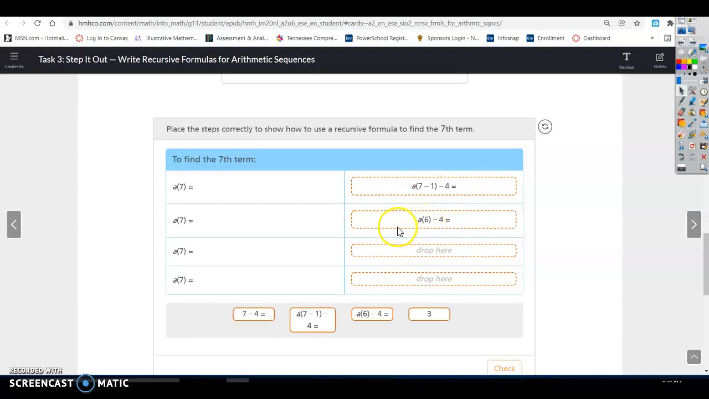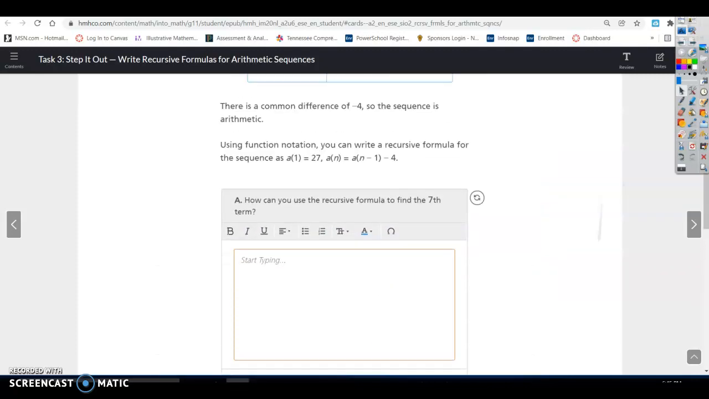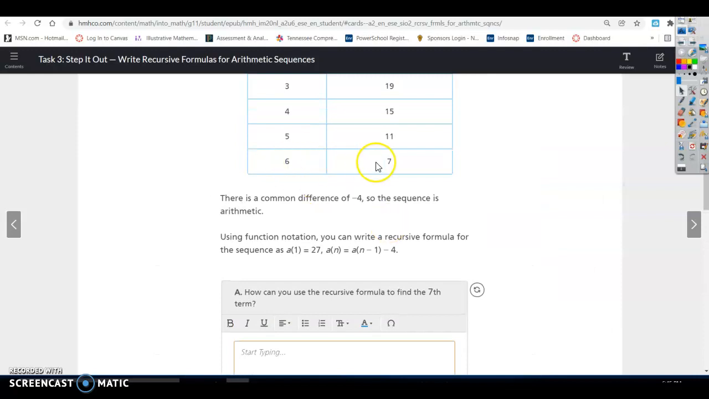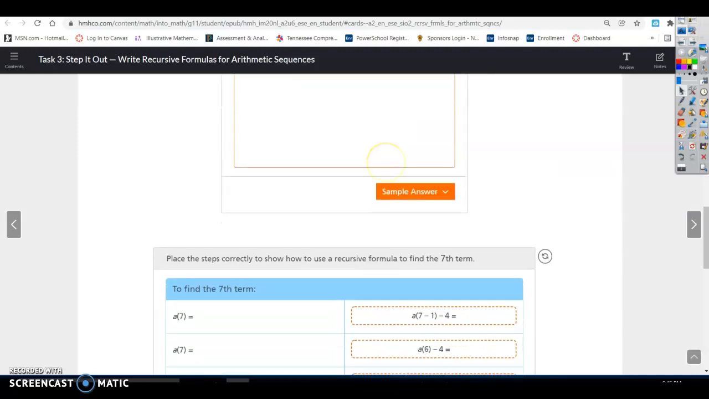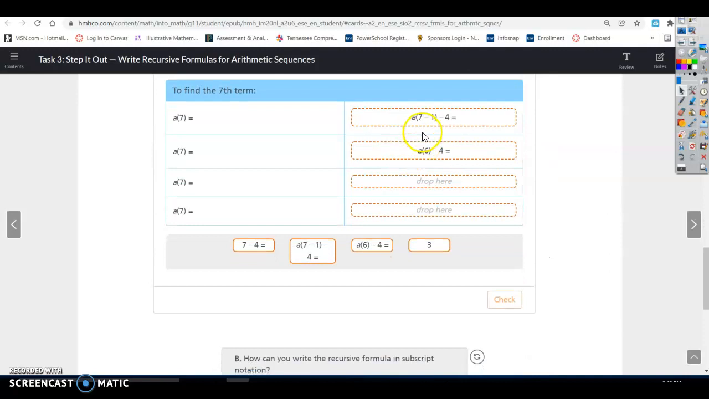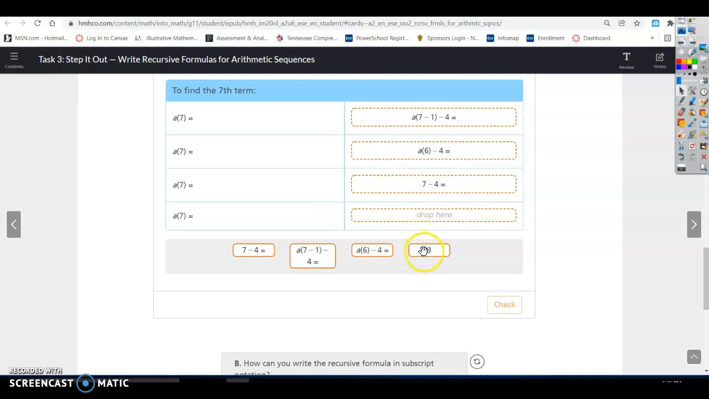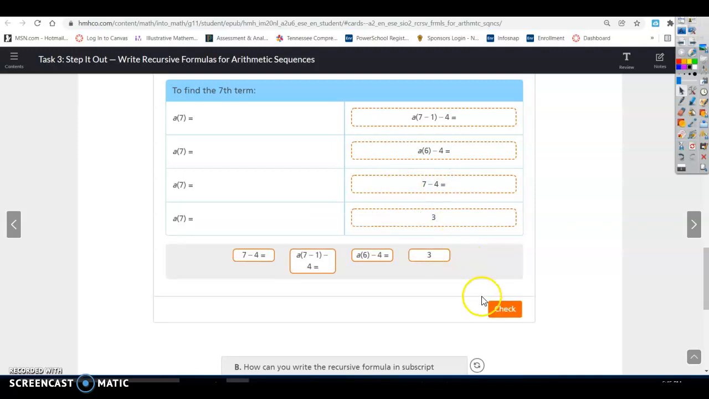Okay, a of 6 means your 6th term. If we look at the table, our 6th term is 7. All right, so we're going to have 7 minus 4. And 7 minus 4 simplified is 3.